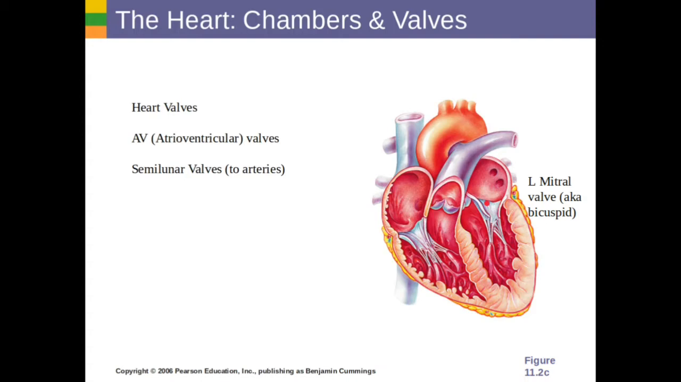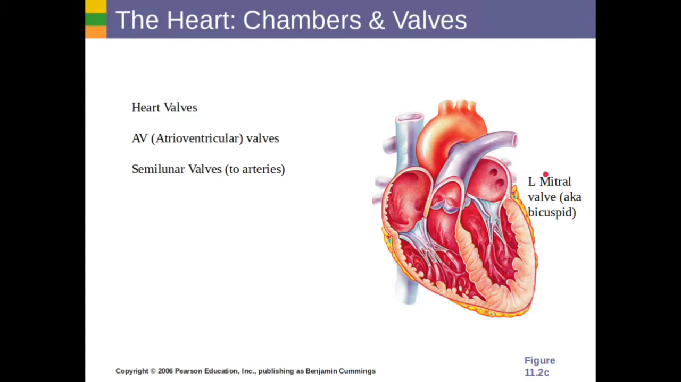On the left side of your heart, there are just two cusps or parts that make it up. I remember that the left side is the bicuspid valve because it has two cusps, but it also often gets called by this other name, the mitral valve, maybe because this is the one that blows out and has problems happening in it most often.